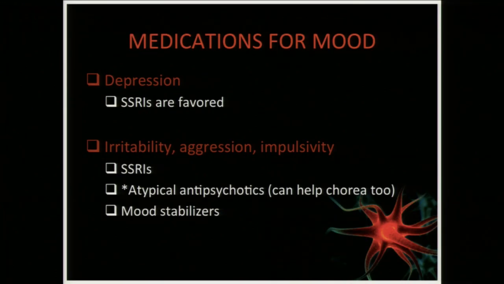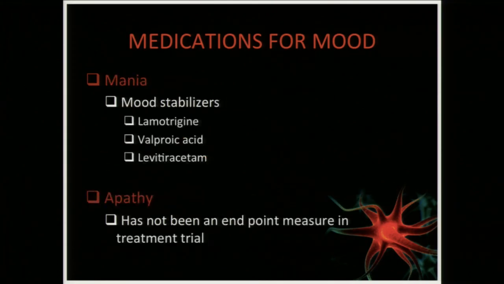Again, we talked about the atypical antipsychotics being helpful for mood as well, and then the mood stabilizers such as Depakote. For mania, again, we need to use mood stabilizers here, not antidepressants that can actually worsen mania. So again, valproic acid or Depakote. Keppra can be used as well, and lamotrigine.